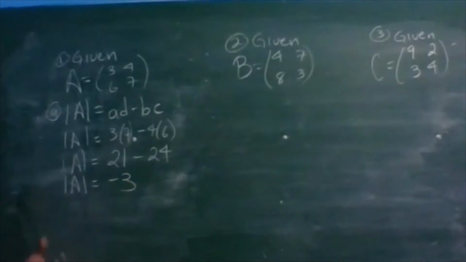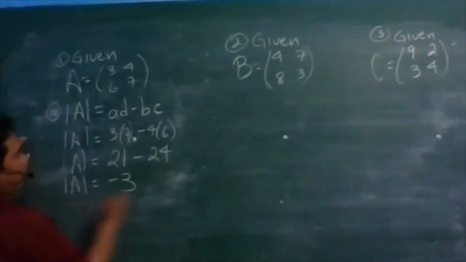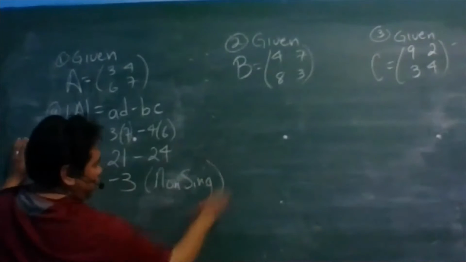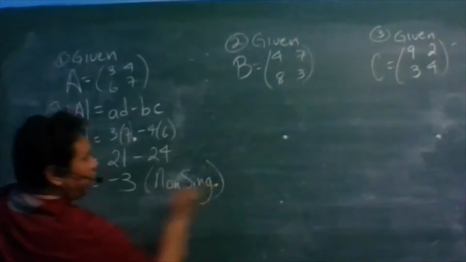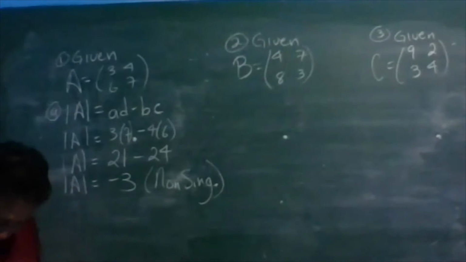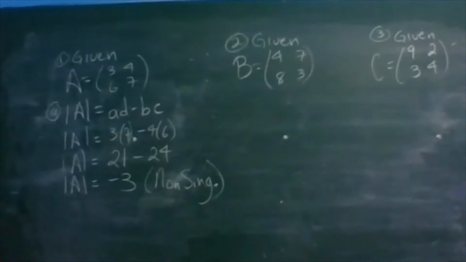Since the determinant is -3, that means this is a non-singular matrix. Non-singular matrix, right? Any questions with A? Any questions with A, guys?